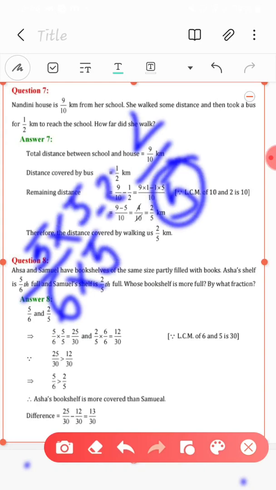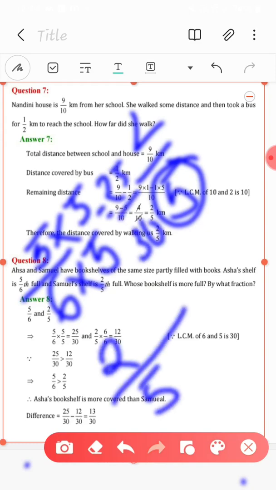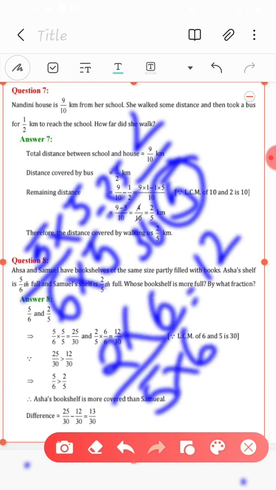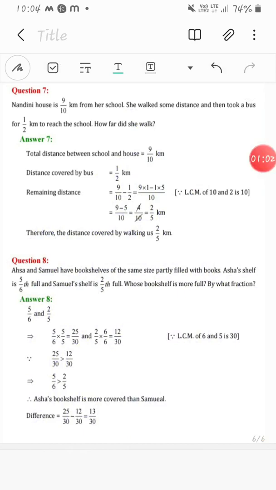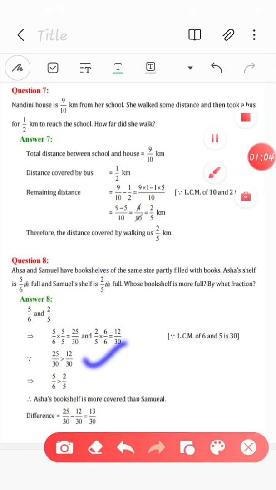So 5 by 6 times 5 by 5 gives 25 by 30, and with 2 by 5 we have to multiply by 6 above and below, so we are getting 12 by 30. That means we are getting 25 by 30 and 12 by 30. Since 25 by 30 is bigger than 12 by 30, and 25 by 30 is 5 by 6, that means Asa's bookshelf is fuller than Samuel's.